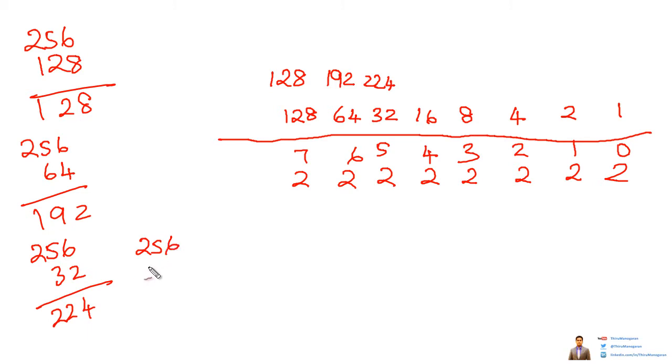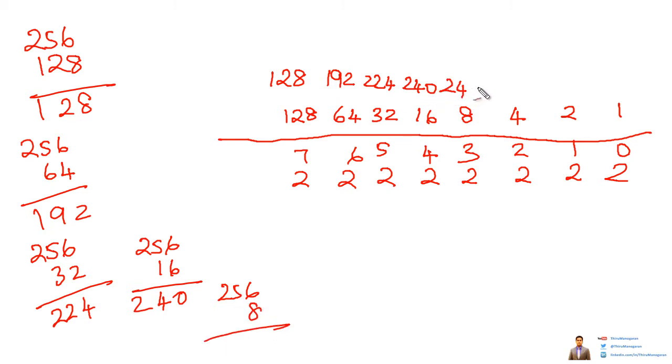256 minus 16 is 240, and 256 minus 8 is 248, and this one 256 minus 4 is 252, 256 minus 2 is 254, 256 minus 1 is 255. And then place the bit numbers at the top: 1 2 3 4 5 6 7 8.